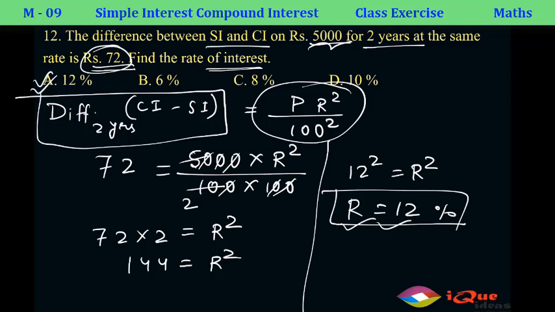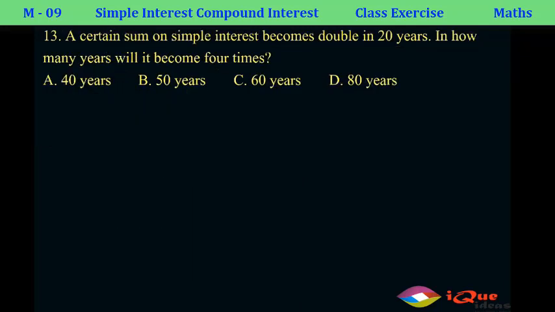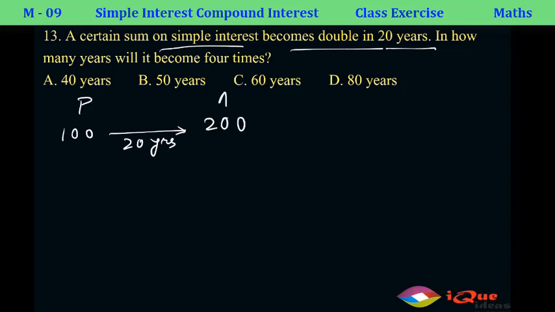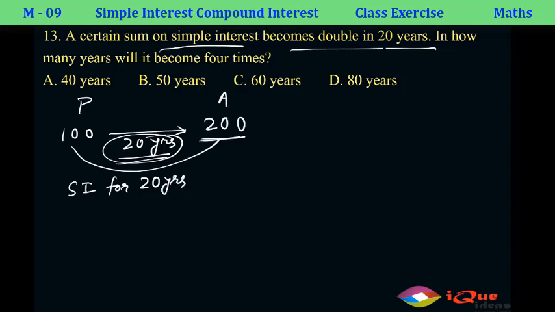Okay, now let's go to the next question. Now this question says a certain sum on simple interest becomes double in 20 years. So if I assume principal amount to be 100, then amount after 20 years must become 200. So what is the interest value for 20 years? Simple interest for 20 years is equal to amount minus principal, that is 200 minus 100, which is 100 rupees.